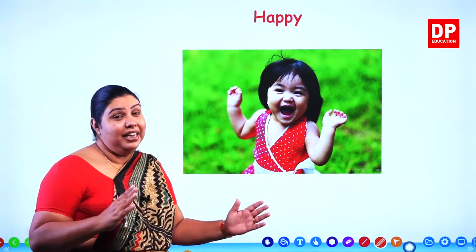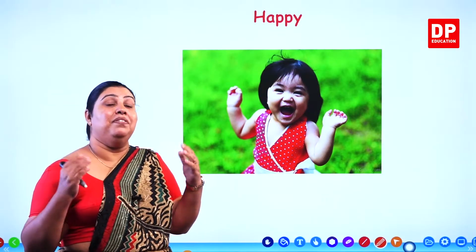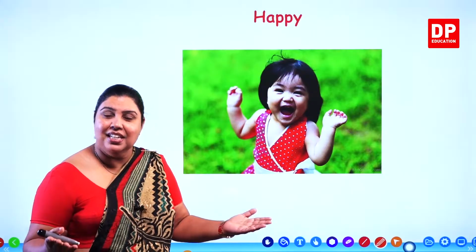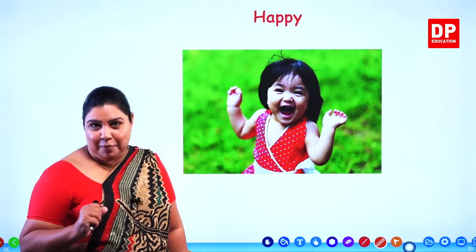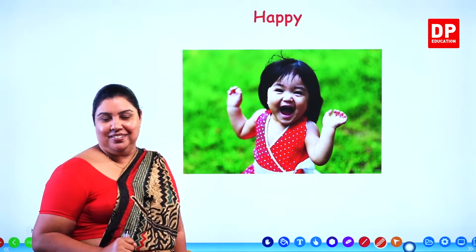So caring and sharing is our unit. Unit number 3. So when we care for others, when we share our things with others, we can always be very happy. Right? Now let's go and see how we can be happy. Come.